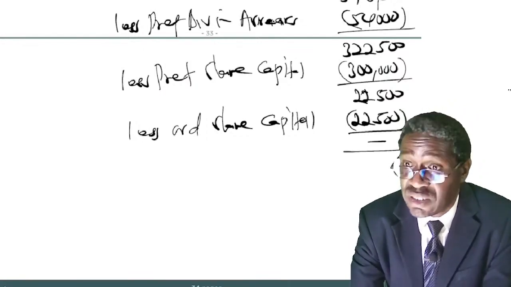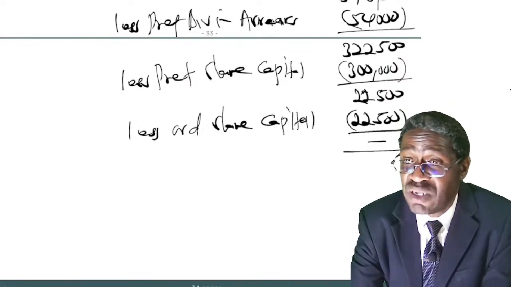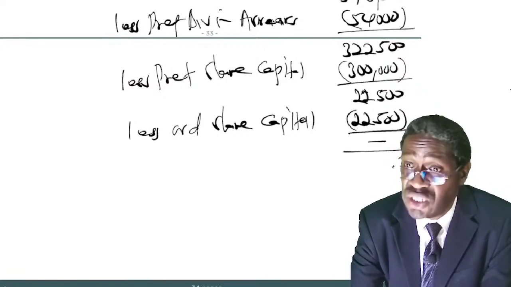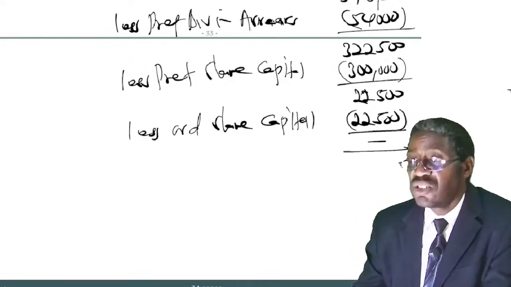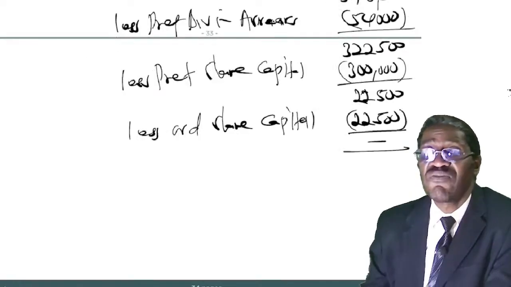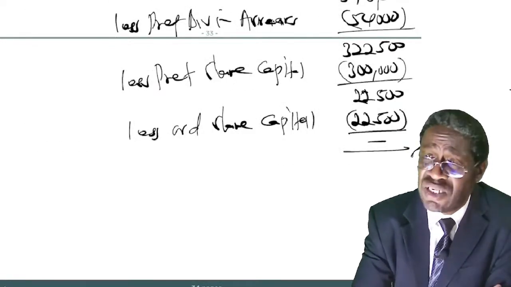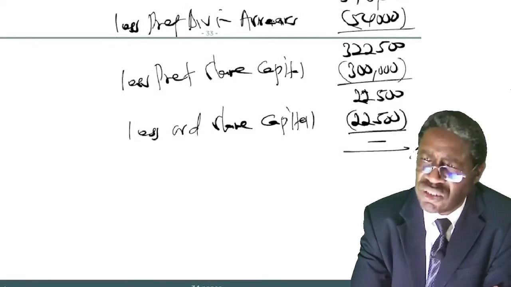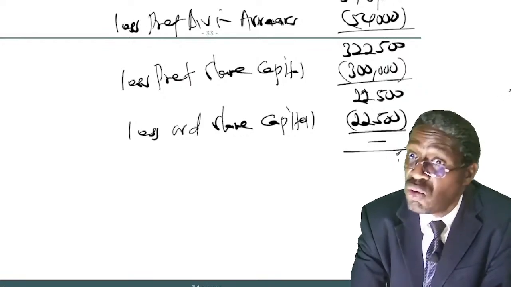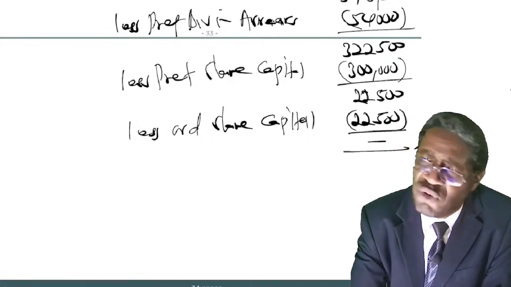The last person we are paying is the ordinary. We can only pay them 22,500. But from the balance sheet, what is it that we owed to them? If you look at the balance sheet, our ordinary share capital was 450,000. I can see the share capital is 450,000, but we can only pay them 22,500. So if they go to court, they can only get 22,500. Who? The ordinary. But we owe them 450,000.